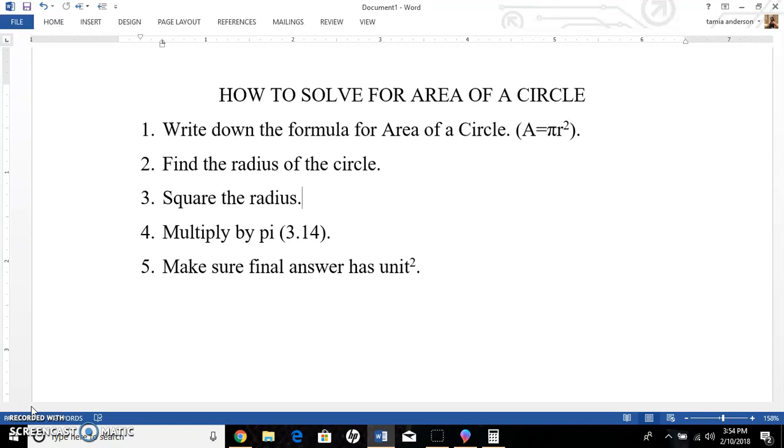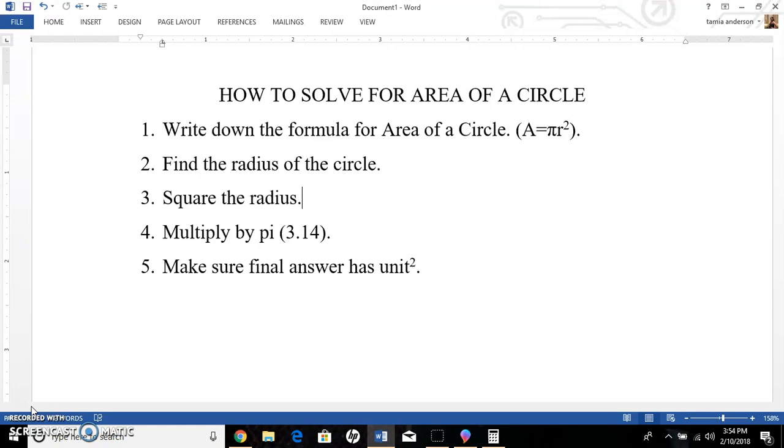Then you're going to find the radius of the circle, whether it's given or you have the diameter and you have to divide by 2. Then you're going to square the radius. So say your radius is 2, you're going to square it and get 4. Then you're going to multiply by pi, but instead of using 3.14159 and infinity, you're going to use 3.14.